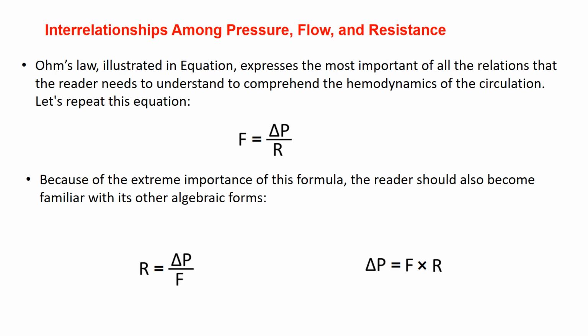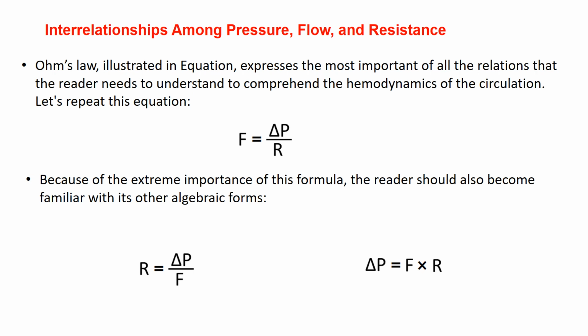Ohm's law, presented in the equation above, expresses the most important of all relationships that must be understood to understand the hemodynamics of the blood circulation. Let's repeat this equation. Blood flow, F, is equal to delta P divided by resistance to blood flow, R.